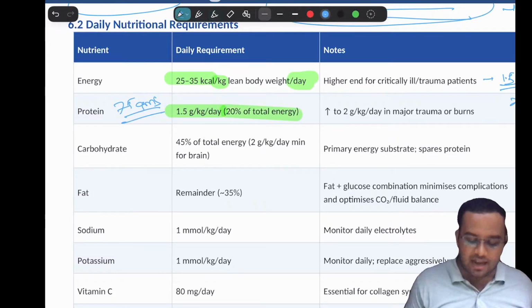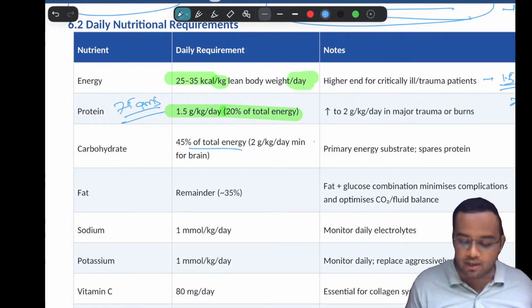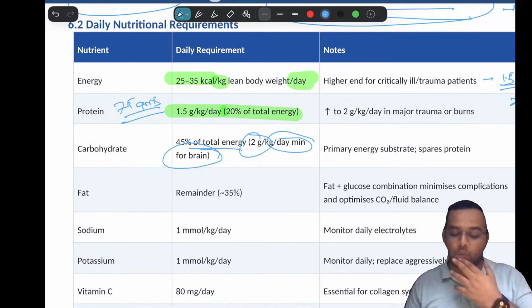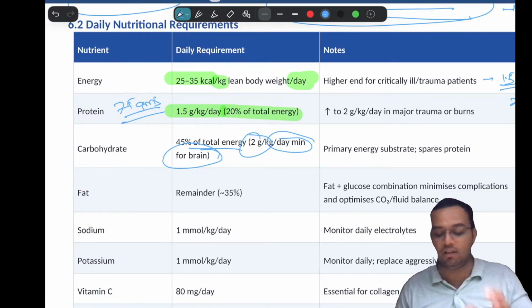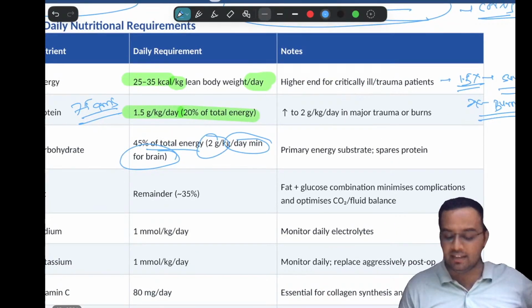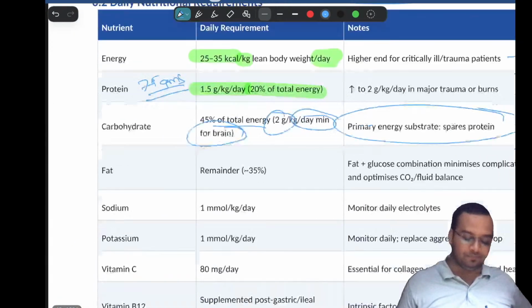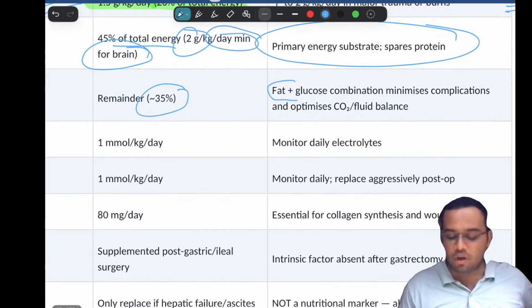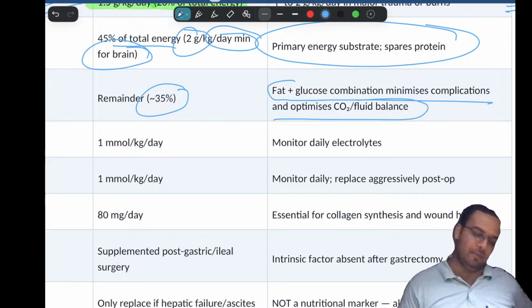And then comes the carbohydrates. It is mostly important for the brain. Again, remember 2 gram per kg per day requirement of carbohydrate. And it has the protein sparing effect. Fat, remainder 35%. Fat plus glucose in combination reduces the complications and optimizes CO2 and fluid balance.